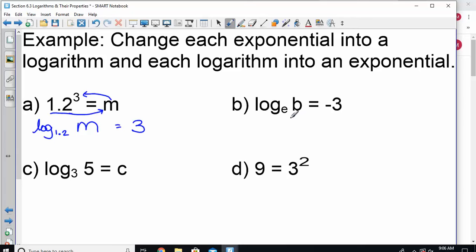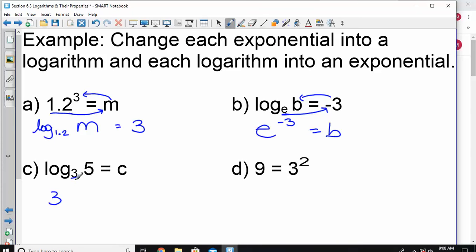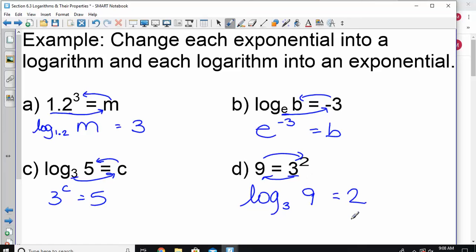For b, if I have a log and I want exponential, you always start with the base. So this is base e, so it's e to the negative third power equals b. I want you guys to do c and d. So the first one should be 3 to the c power equals 5. The last one will be log. You start with the base, so log of base 3, go across the equal sign, of 9 equals 2.